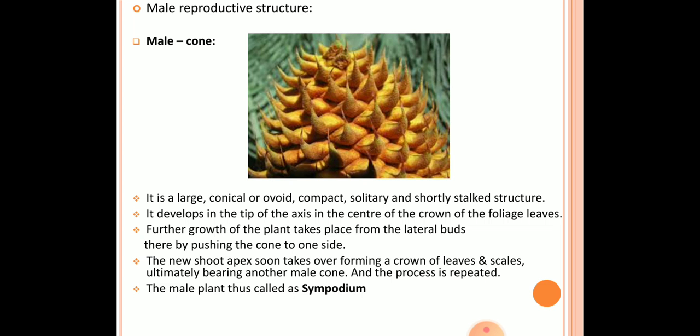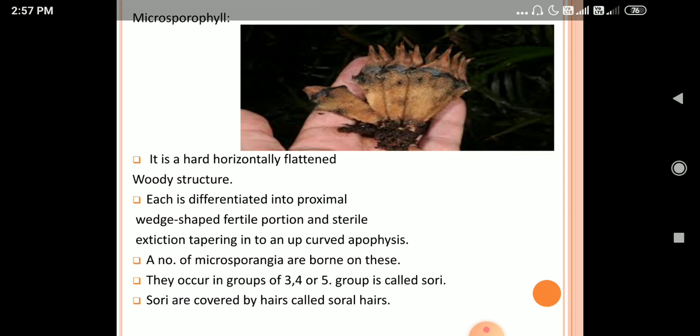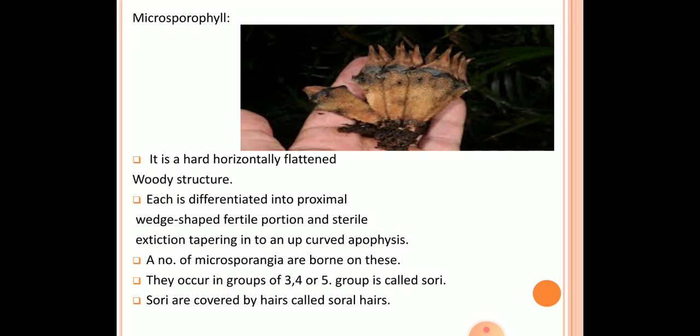The male plant is thus called sympodial in nature, and you will find a bunch-like structure produced. These male cones are generally referred to as microsporophylls. Micro means small, sporophyll the spore bearing structure. The microsporophyll is nothing but the spore bearing structure in the case of cycas.